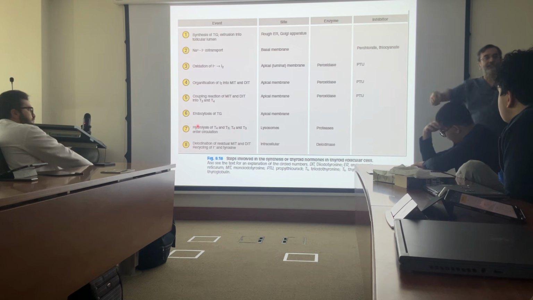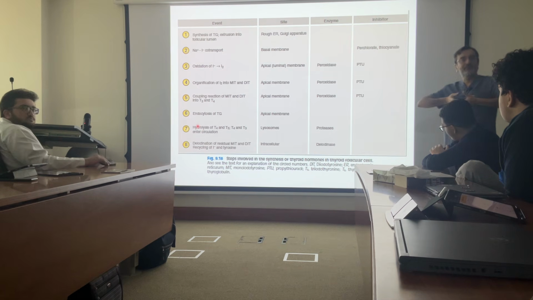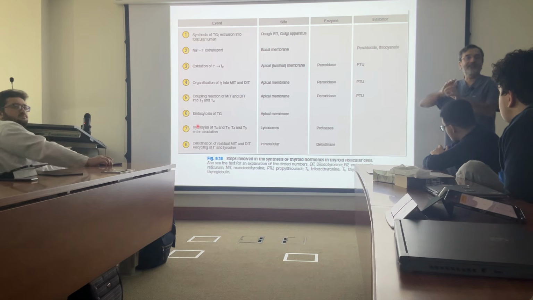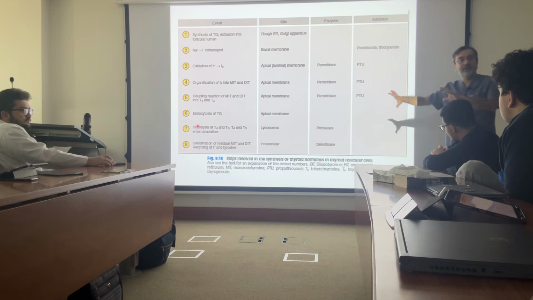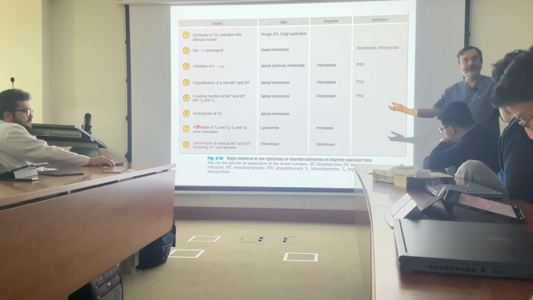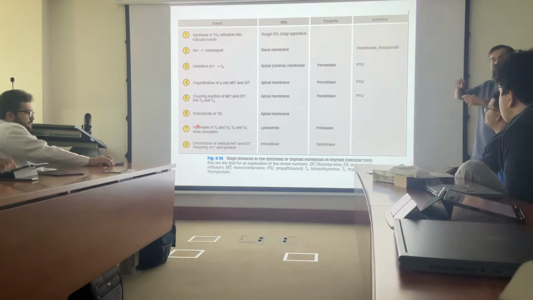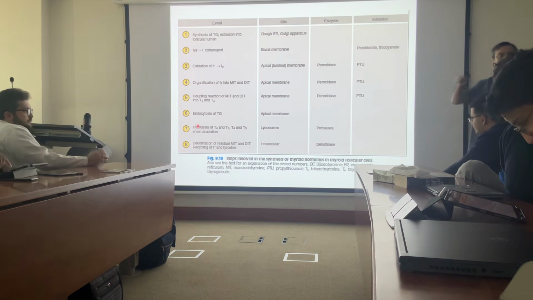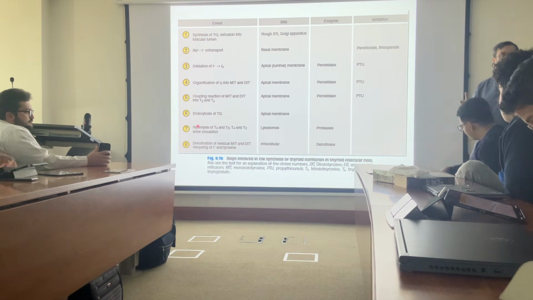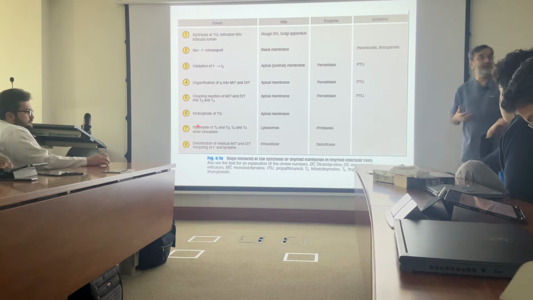So when TSH comes and binds to the receptor on the follicular cells, it will stimulate the follicular cells to endocytose the thyroglobulin, pull it in, and lysosomes will attach and release the T3, T4, and the rest of the MIT and DIT would be deiodinized to produce tyrosine as well as iodine. Because you do not have enough iodide in the circulation, you need this thyroid deiodinase to keep on making thyroglobulin. Otherwise you would have a problem with the formation of thyroglobulin.